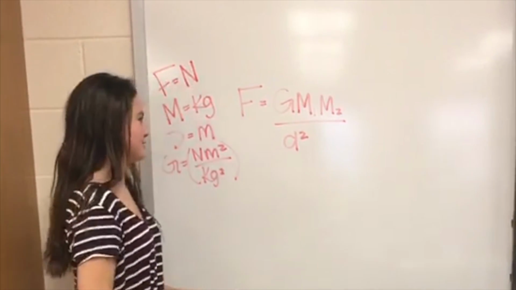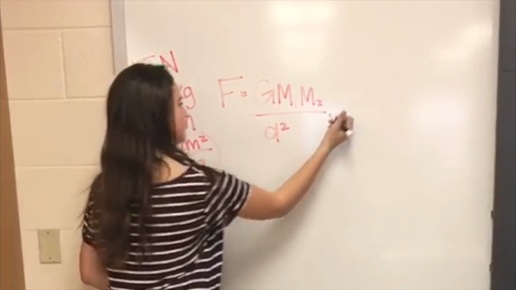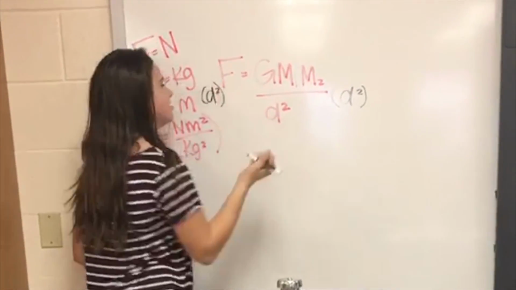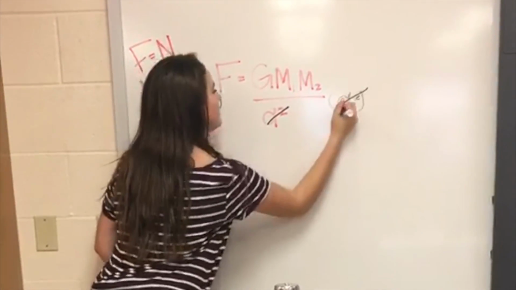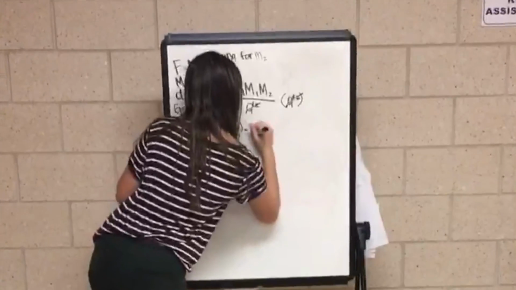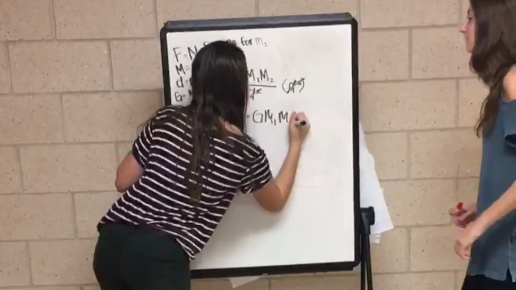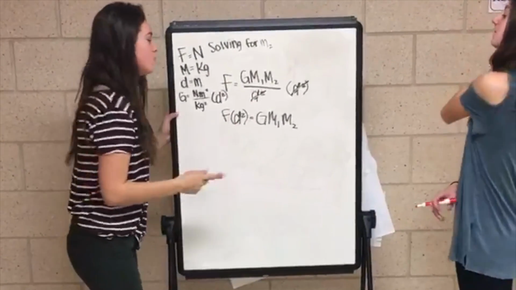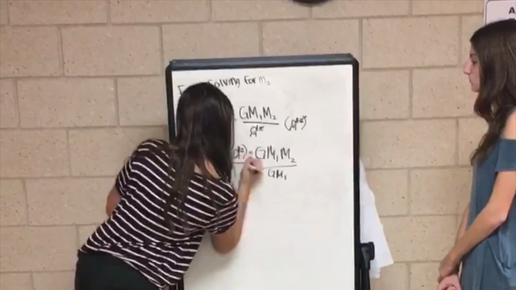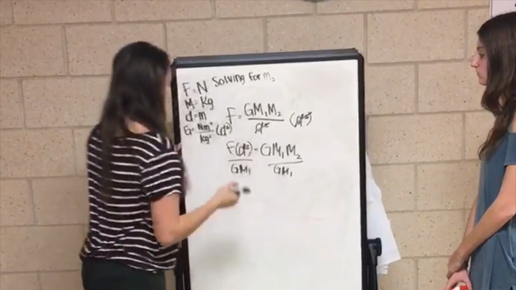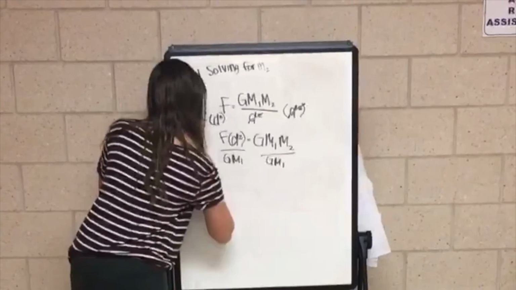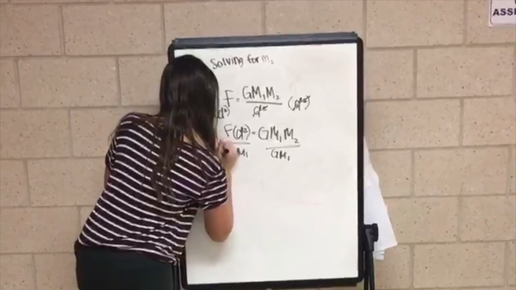The first thing you want to do when solving for M2 is multiply by d squared on both sides. This makes it so you're able to cross out the d squared in the denominator. So you're left with F times d squared equals G m1 m2. The next step is to divide by G m1, so you're only left with m2 on the right side. Your final equation ends up being F d squared over G m1 equals m2.